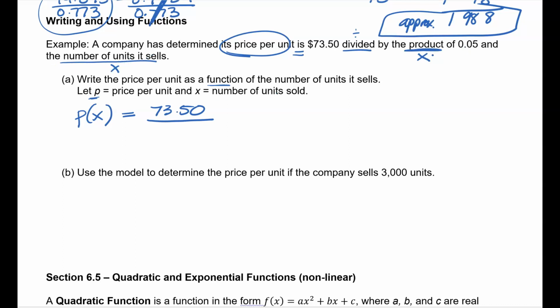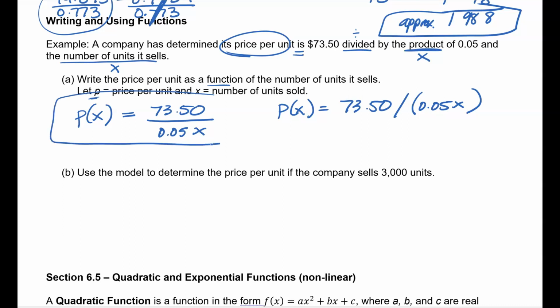So we're going to multiply 0.05 times x. Now, if you wanted to write it like this, when you see the divided sign, if you want to do divided by parentheses 0.05x, you can also write it like that. But it's more commonly seen as the first option.